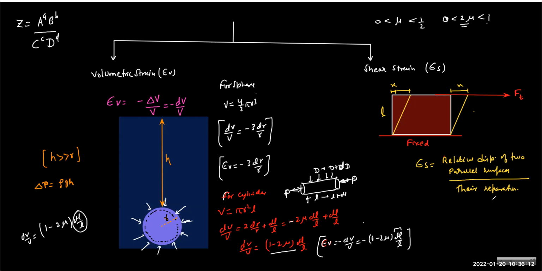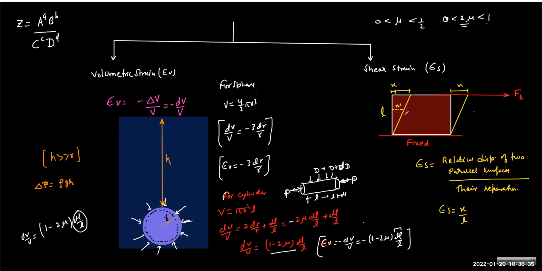So you can look at the top surface and the bottom surface. The top has gone x ahead, the bottom is not going anywhere. So the relative displacement is x and their separation is L. So this is the definition of shear strain, x by L. But is that the only way to define it? The answer is no. You can choose any surface here.